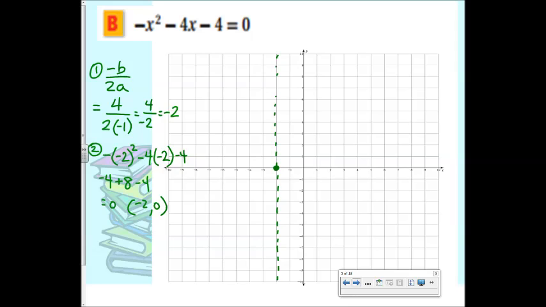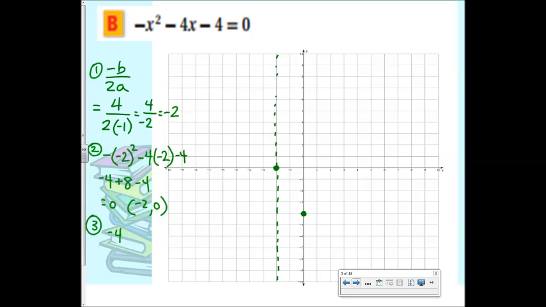What do I plug in? 0. So then all I'm left with is negative 4. So my y-intercept is negative 4, so down here. And then which one do I reflect? To the left. Good. Because remember, the axis of symmetry should be where? In the middle. So I don't want to reflect this one. I want to reflect this one.